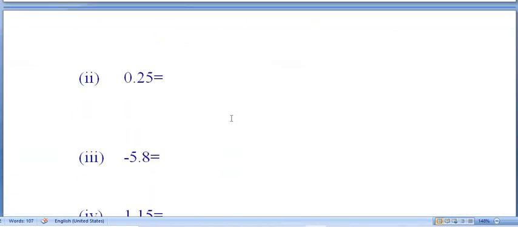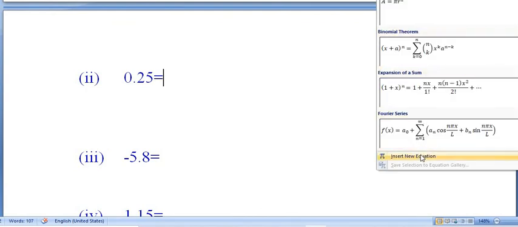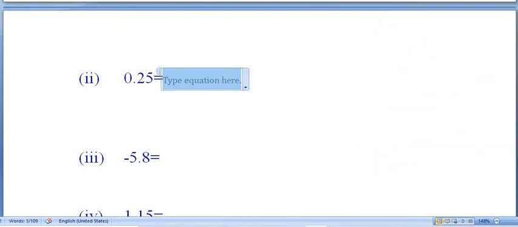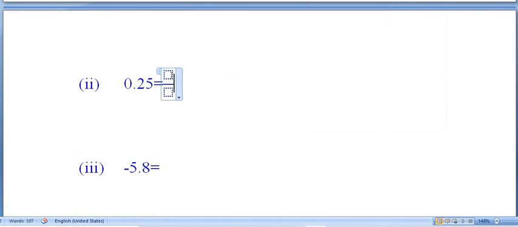Now the second problem, 0.25. So this we are going to do. After the point there are two places, so we can write 25 by 100, since there are two decimal places. We know how to make this as a fraction. So we have 25 by 100.